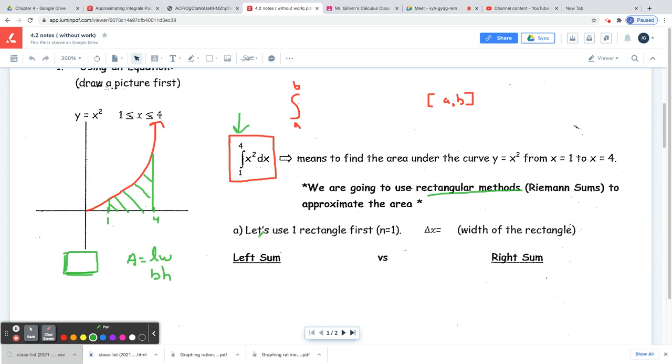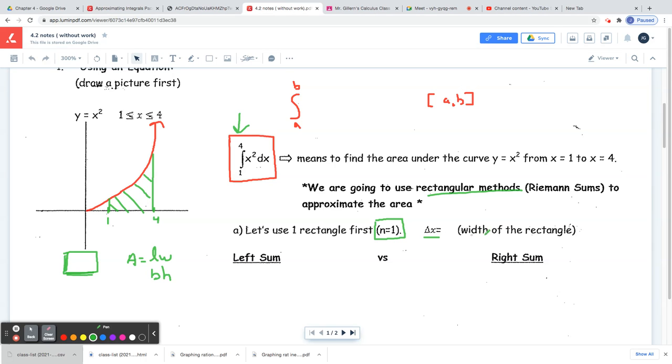So what we're going to start off with is just using one rectangle. This, I warn you ahead of time, will not be a great approximation, but we're just going to start off with one. A couple things to recognize notation-wise. You see where it says n equals 1? N stands for the number of rectangles. So when it says let's use one rectangle first, it says n equals 1. If I said n equals 4, that means we're going to use 4 rectangles. If I said n equals 8, we're going to use 8 rectangles. Next thing, delta x.